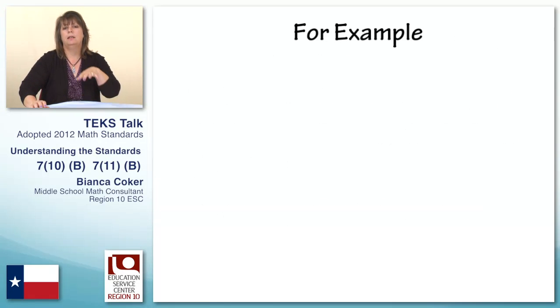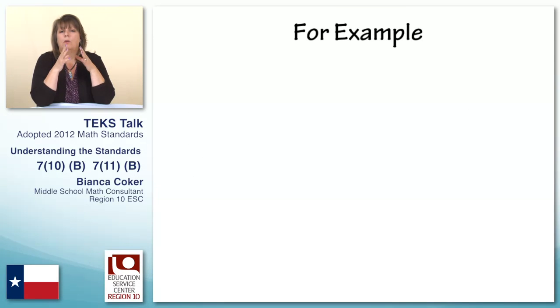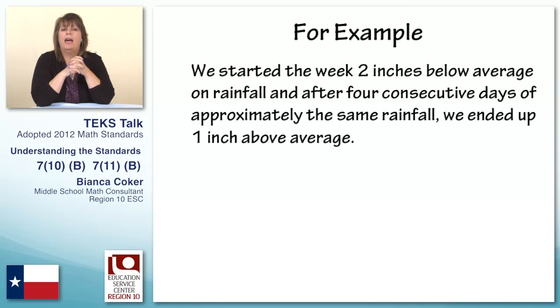Okay, so here's an example. We started the week 2 inches below average on rainfall. And after 4 consecutive days of approximately the same amount of rainfall each day, we ended up with 1 inch above average. How much did it rain each day?